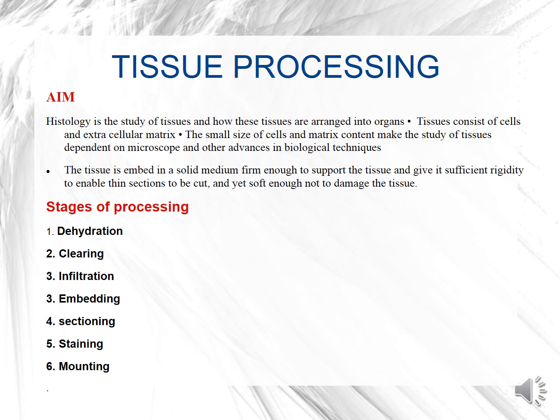Histology is the study of tissue and how these tissues are arranged into organs. The tissues consist of cells and extracellular matrix. The small size of the cells and matrix content make the study of tissues depend on the microscope and other advances in biological techniques. Then these are the steps of tissue processing. After fixing and washing, the next step is tissue processing. The first is dehydration, then cleaning, infiltration, embedding, sectioning, staining, and mounting.